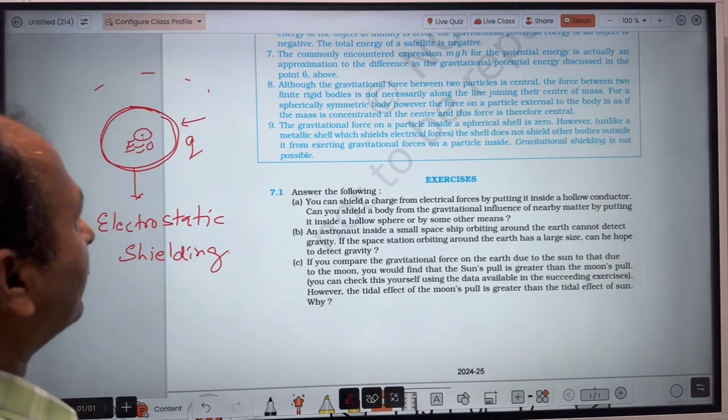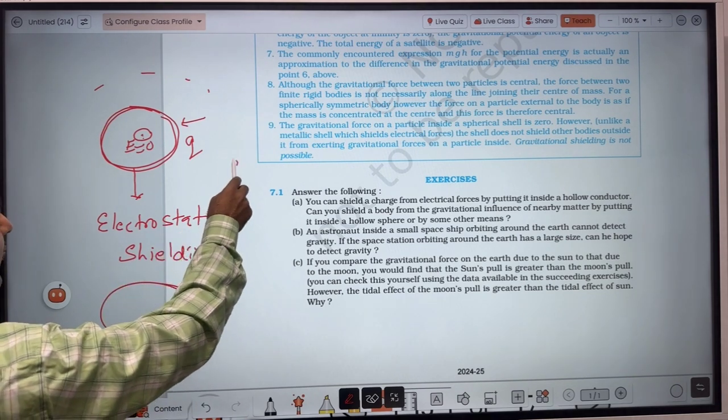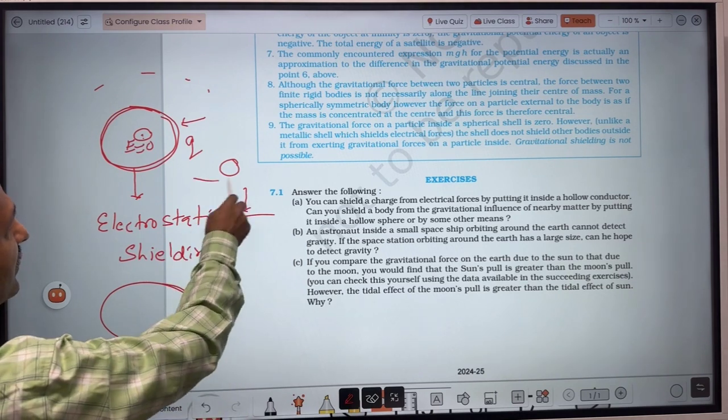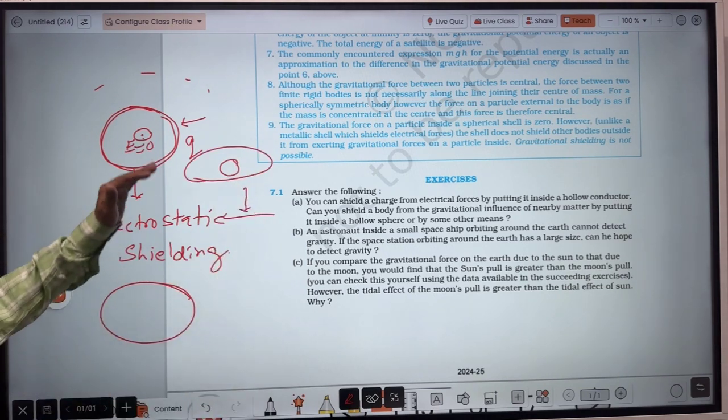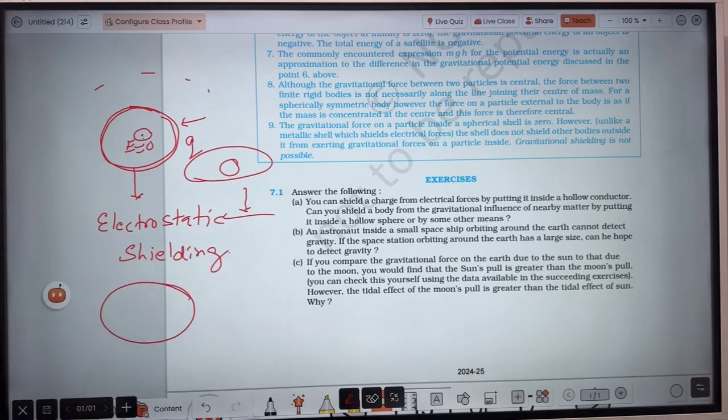Now our question is whether gravitational shielding is also possible. Gravitational shielding means if there is one object, it will be attracted by Earth. Now, can you put something here which can prevent it from being attracted by Earth? That is not possible in any case. Electrostatic shielding is possible, that you have seen, but here gravitational shielding is not possible.